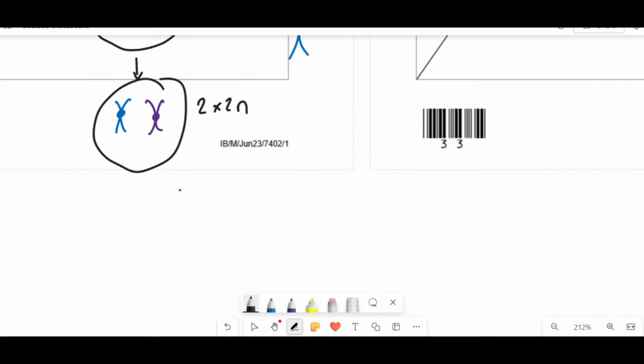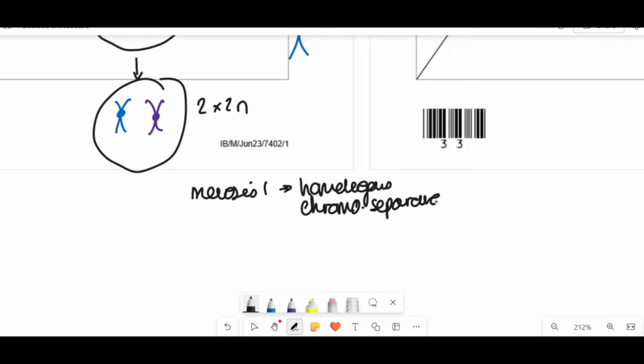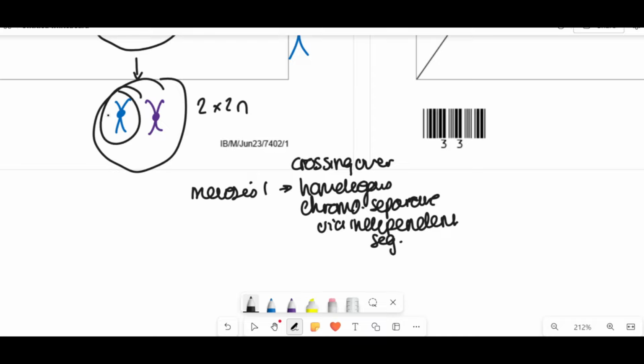In meiosis 1, you need to understand what the whole purpose of it is. In meiosis 1, all that happens is your homologous chromosomes separate. But before they do that, you get crossing over first, and then they separate via independent segregation. What that means is you can't predict which cell this is going to end up being.